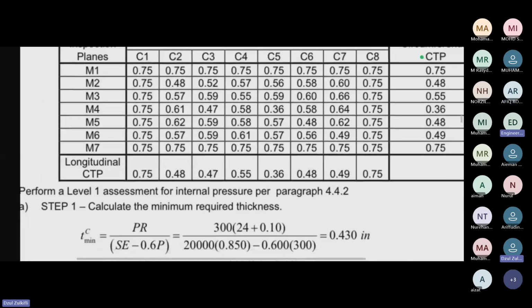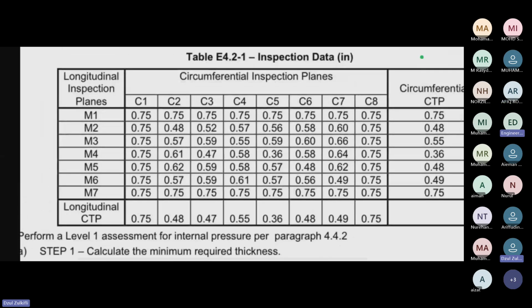Question from the chat. Muhammad Zanuddin asked, is there any specific grid size spacing required for FFS? Thank you for asking that. So, general rule of thumb: a finer grid is better, a smaller grid is better. But I would say that 2 times nominal thickness is the max that you can go. That's the biggest grid that you can go. 2 times nominal thickness or smaller.